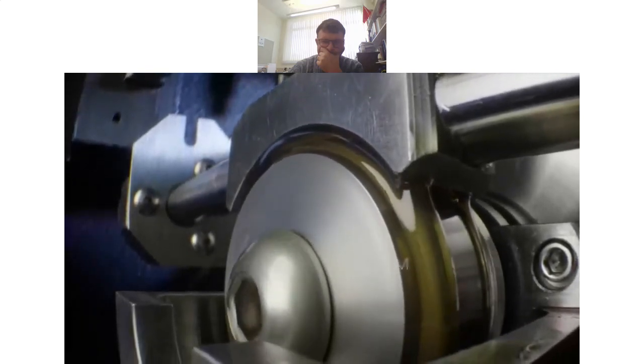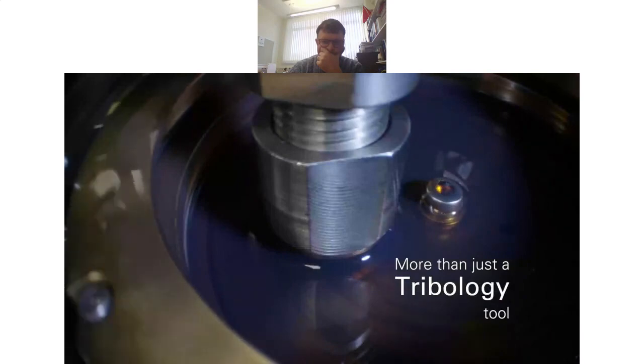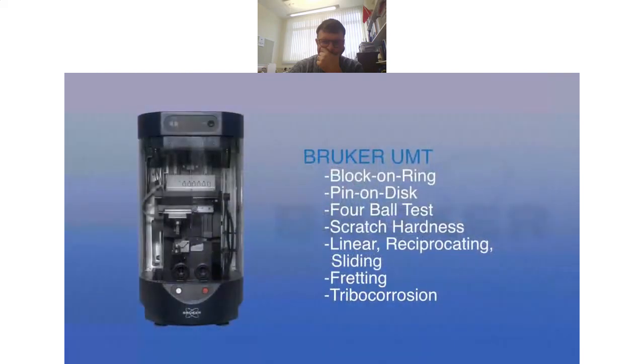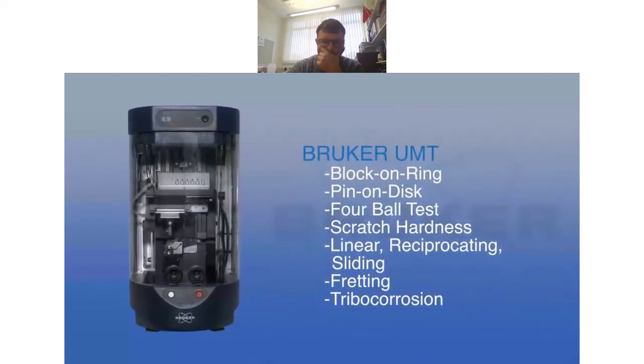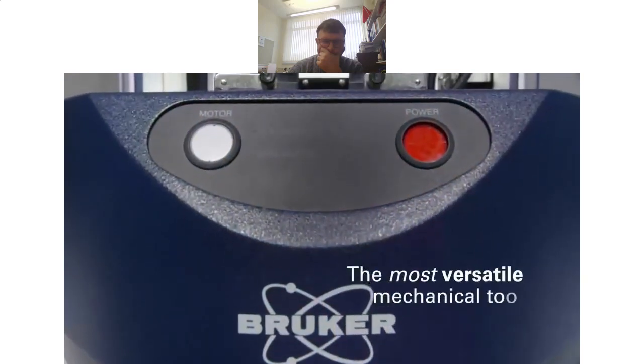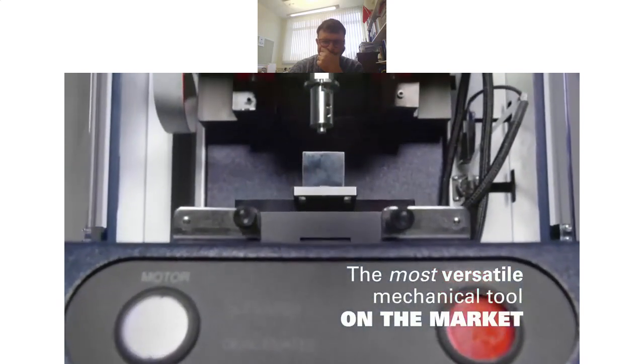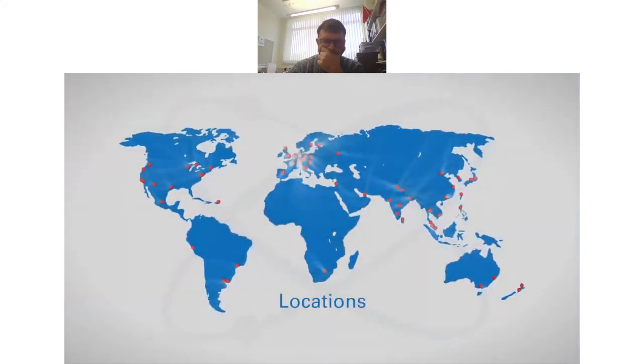We designed UMT for versatility and modified it for excellence in testing material properties, revealing point of failure of coatings by scratch testing, or determining material hardness and modulus through nano-indentation. Bruker UMT delivers versatile tribology and materials testing on a single platform without compromise. Understanding tribology in the lab unlocks real-world product functionality. Tribology is all around you, and Bruker is here to help you with locations around the world.